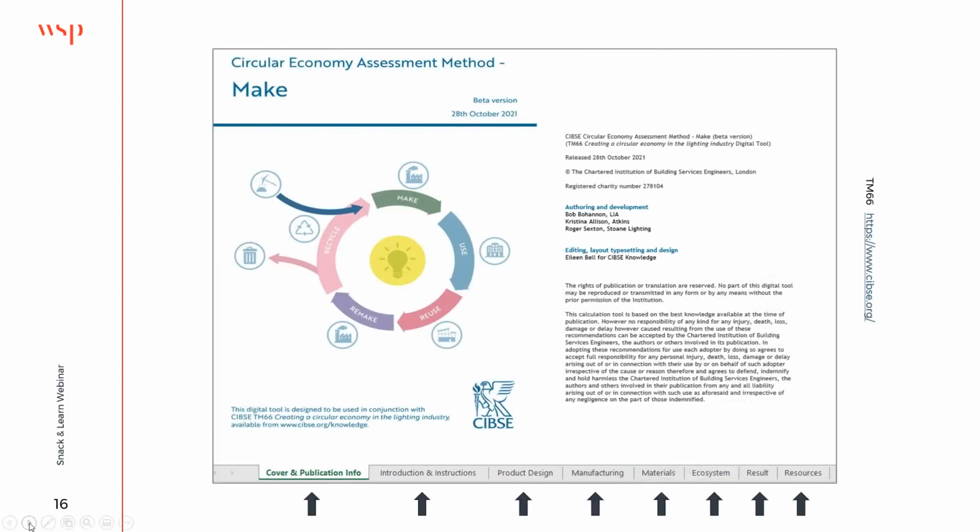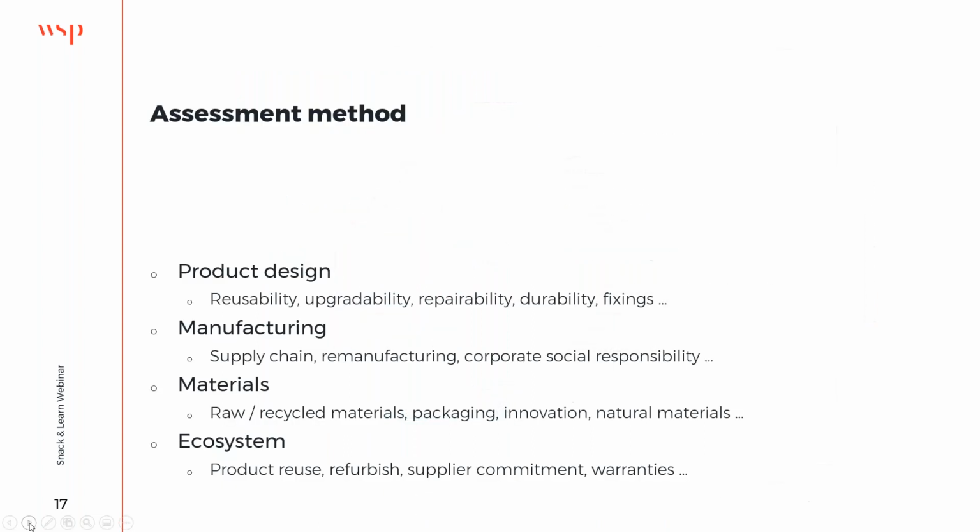And this is just the cover of the document. The actual document itself is comprehensive. We've got the cover, we've then got an introduction and instructions section. And then we've got the 4 areas that we really look at that I'll touch on in a moment: product design, manufacturing, materials, ecosystem. And then we've got a way of how we take that information to get a result and a score. And then we've got a resources section that is there to assist the whole process.